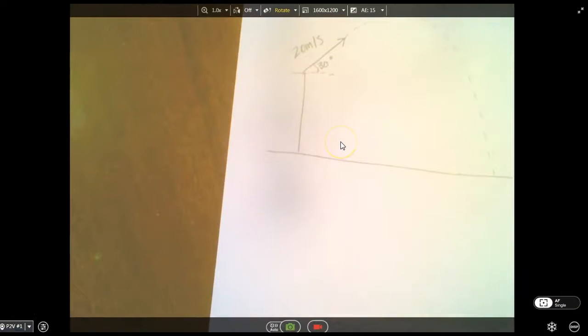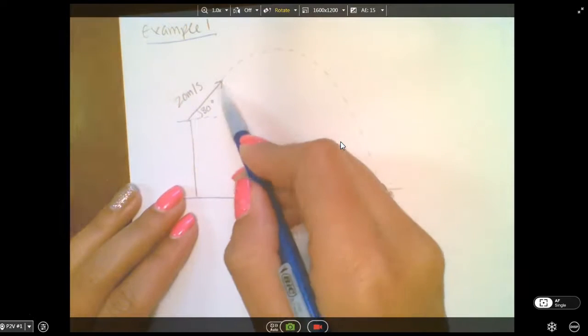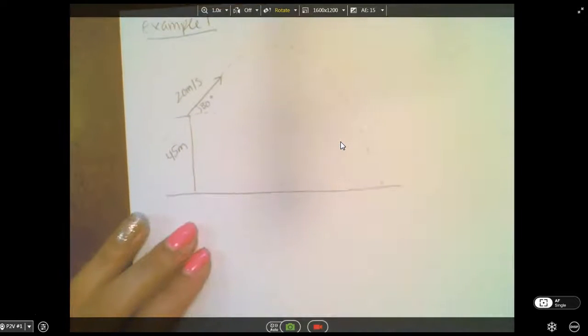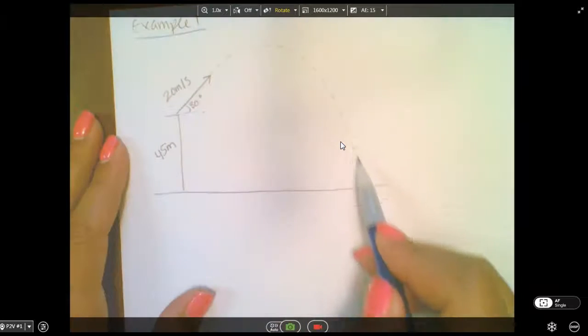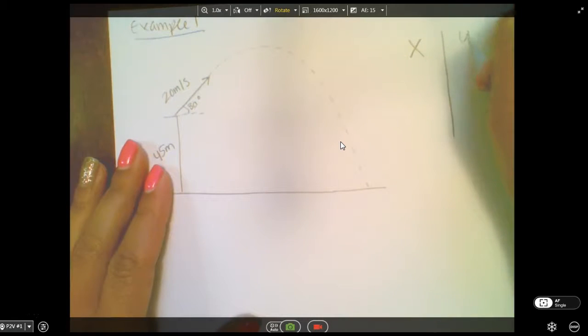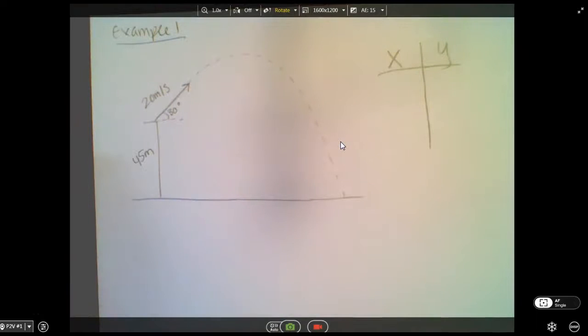And I have this set up for you. So this is example 1. This is what it looks like. The velocity was 20 meters per second at an angle of 30 degrees above the horizontal, at the top of a 45 meter high building. The first thing you're going to do is draw this picture. And then I always draw a prediction of what the motion's going to look like. And then I make my X, Y, T chart. And that's the most important part so we can separate these variables.